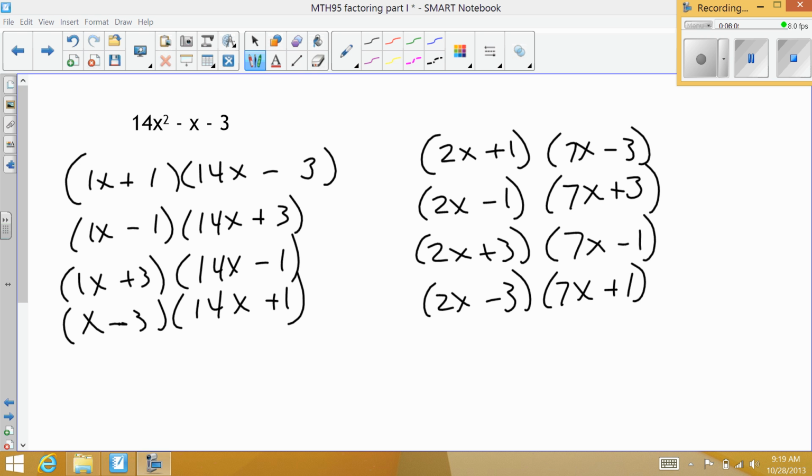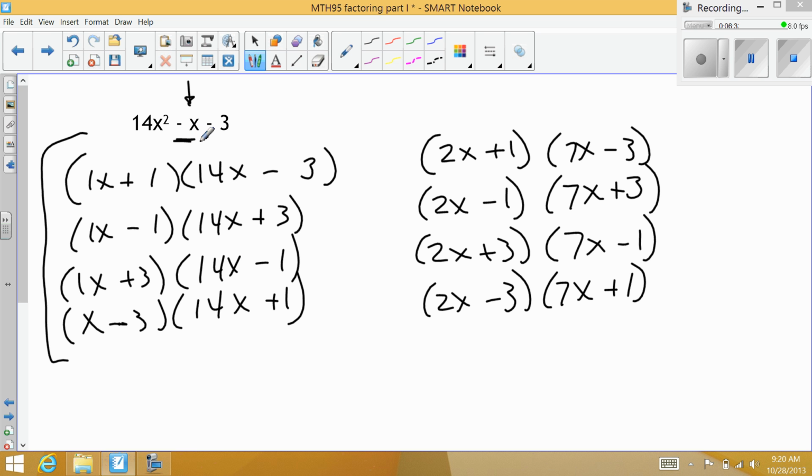I know my middle term here, the negative x, that's a very small number. So when I start looking at all my listed possible combinations, I am pretty sure that none of these 4 are going to work. Because when I look at the combinations of 14 and 1x, I'm not going to get anything that's going to come up with a negative 1 there.